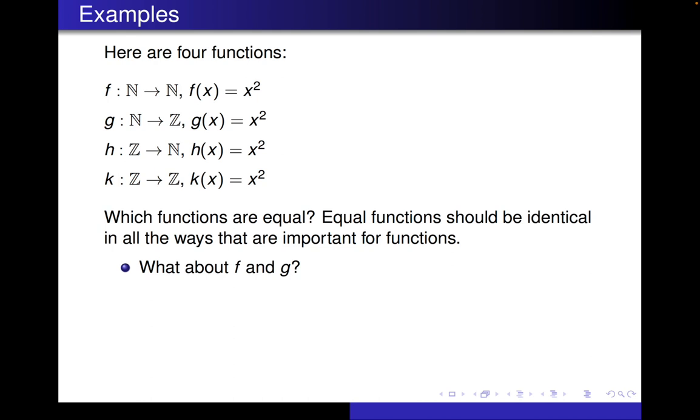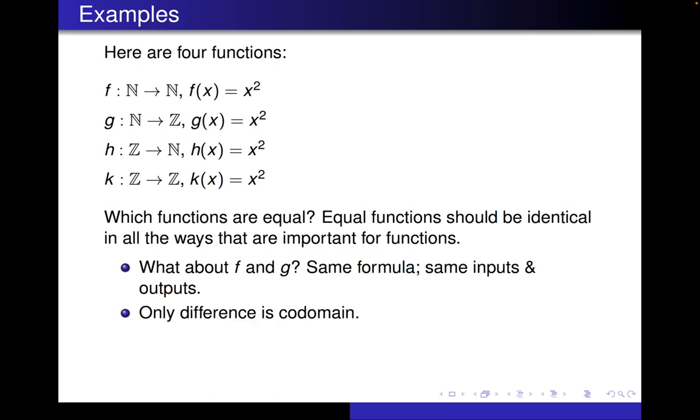Well, okay, what about f and g? They have the same formula, they have the same inputs, they have the same outputs. And when I say the same inputs and same outputs, each input goes with the same output in both functions. The only difference is the codomain. And so we have to ask ourselves a question. Does it matter that they have a different codomain? Is that going to be the thing that makes them not equal? Or are we going to say, look, the inputs and outputs are the same, so they should be equal?